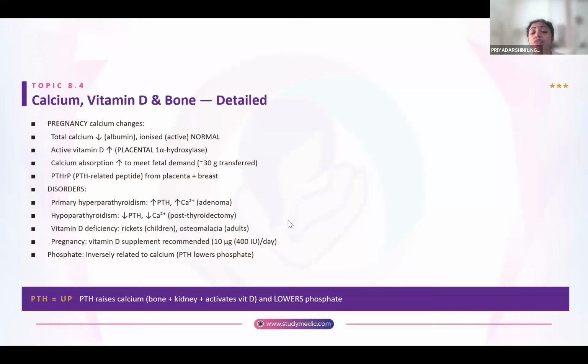If you look at the level of phosphate, the level of phosphate is inversely related to the level of calcium. That means if your parathyroid is going to increase your calcium, this is going to reduce the level of phosphate. Again, a commonly asked SBA, the relationship between phosphate and calcium. Remember, it is inversely proportional.